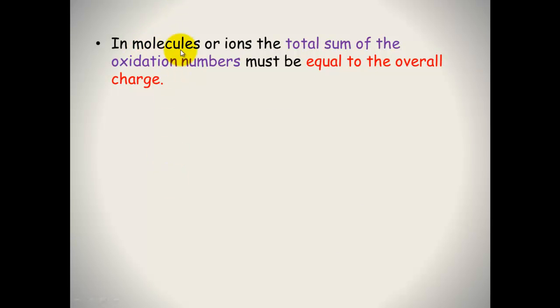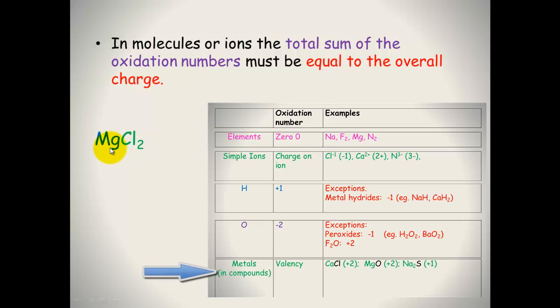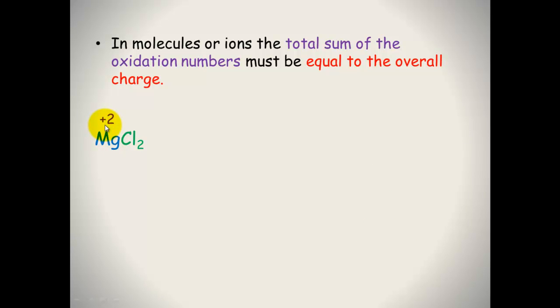Okay. In molecules or ions, the total sum of the oxidation numbers must be equal to the overall charge. I've said this twice, I'm saying it again, this is really important. So let's look at this example here. Magnesium chloride. Magnesium, it's a metal in a compound, thus we know it has an oxidation number equaling its valency, which is +2.